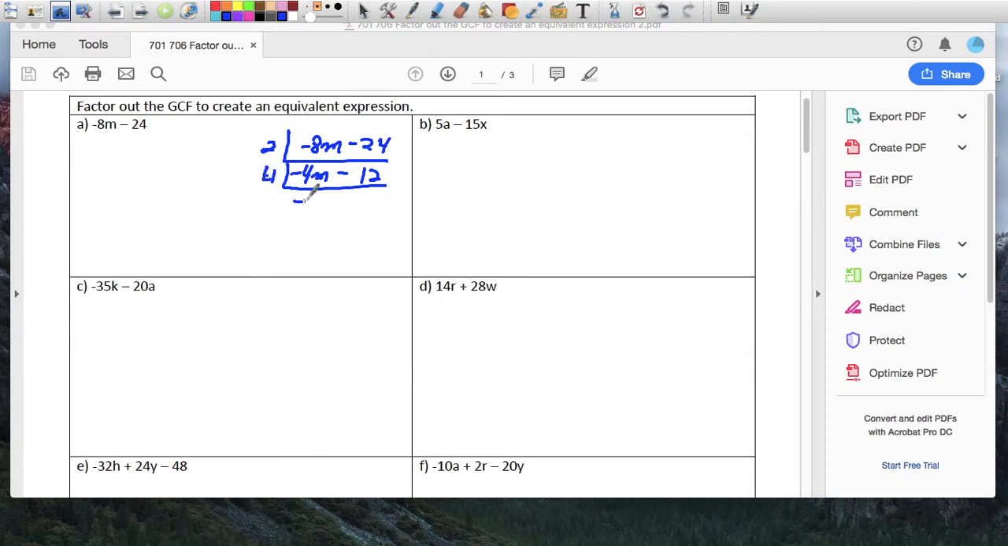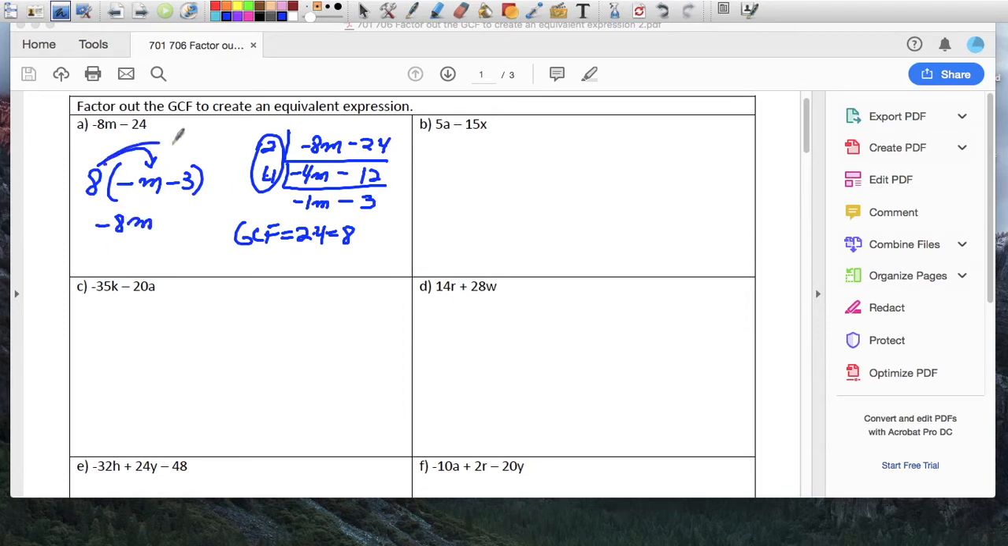4 goes into 4 1 time. And 4 goes into 12 3 times. So the GCF is a product of these two numbers. And 2 times 4 equals 8. So our equivalent expression is going to be -8 times m minus 3. And you can always check: 8 times m, 8 times -m is -8m. 8 times -3 is -24. So this checks out with it. So definitely the right expression.